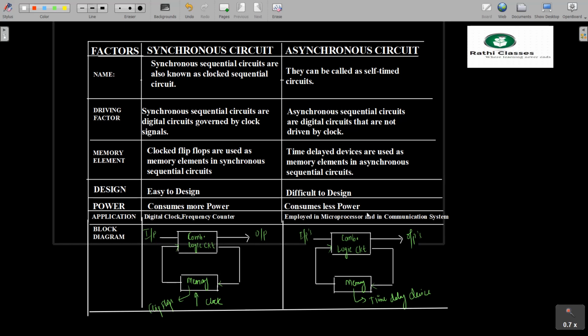So this is all about synchronous circuit and asynchronous circuit. Hope you understood the basic difference.